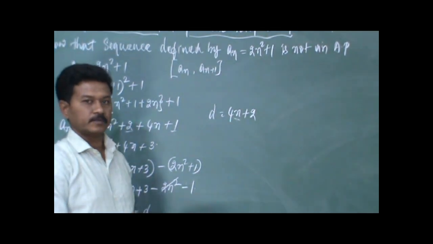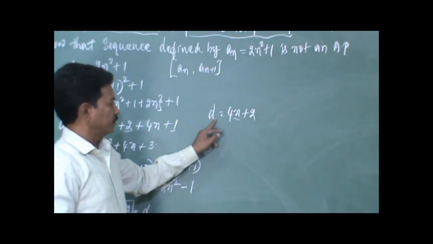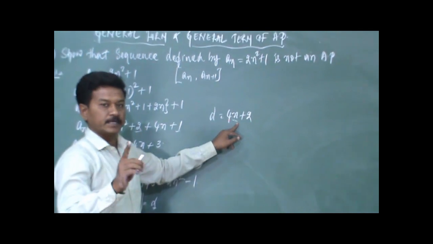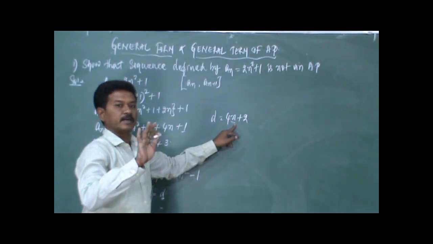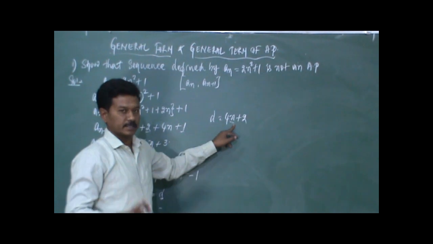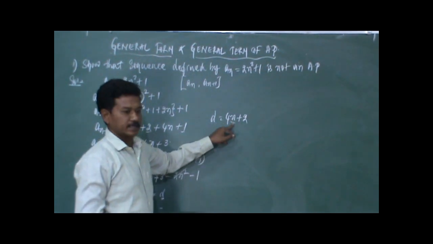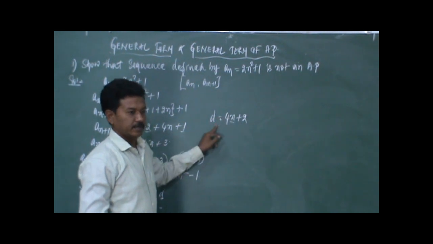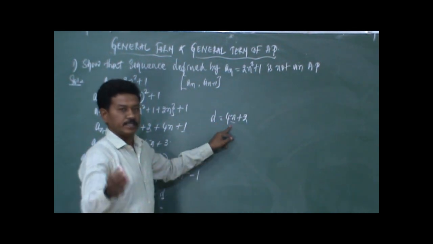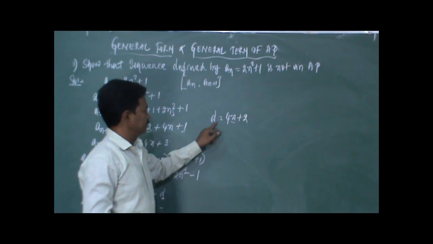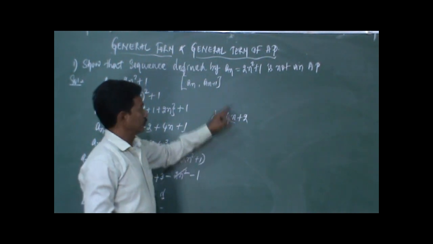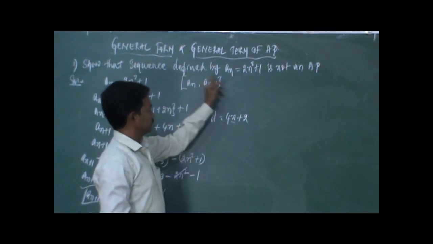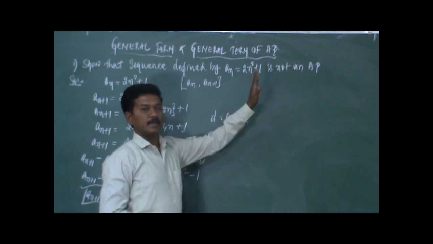I hope you got it. Once again, the value of d that we get here should be independent of n. In the sense, it should not have any n inside it. So here it has n inside it. Therefore, this entire value is not a constant. The value of d goes on continuously changing. Therefore d is not a constant. Therefore the nth term of this given sequence does not form an AP.